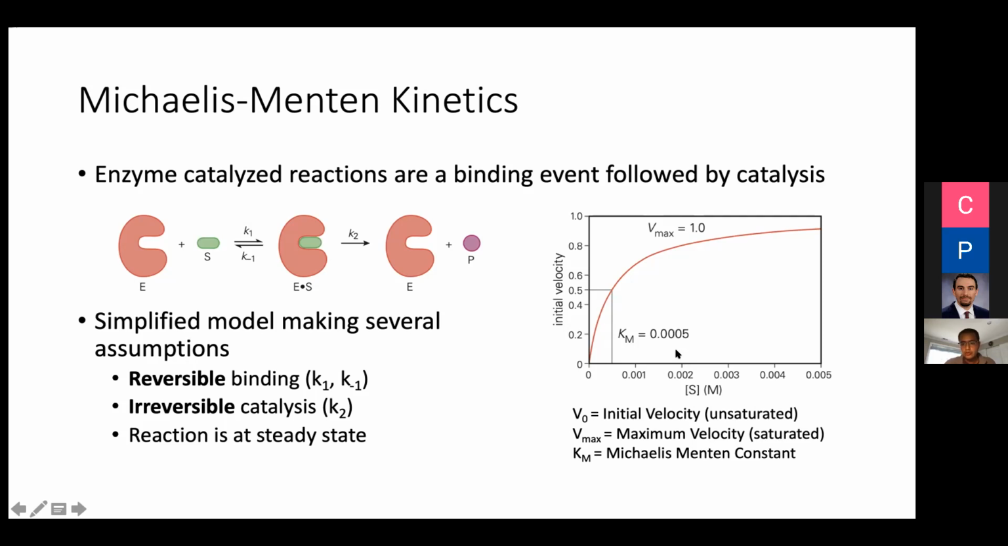And another important term is the Vmax, and as the name suggests, it's the maximum velocity of the enzyme when it's fully saturated and is catalyzing the reaction. And finally, the Km, which is very similar to the Kd. It's the Michaelis-Menten constant, and it defines the substrate concentration at which the velocity of the enzyme is 1/2 the Vmax.